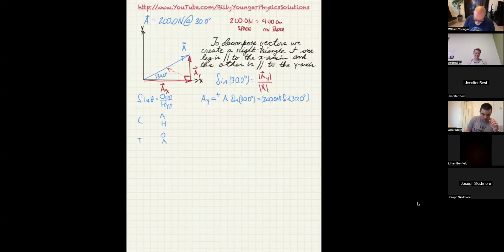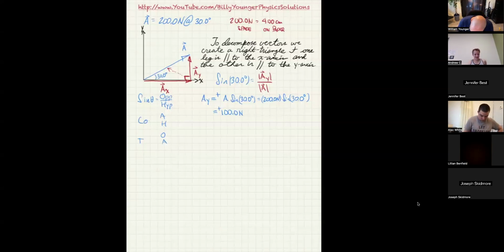And of course, there is a special triangle, the 30, 60, 90 triangle. And when you use that, you can avoid actually using your calculator. So that's something you can do. And I occasionally do it in my class. So just be prepared for that. So now I'm going to take 200 times sine 30. And since the sine of 30 is 1/2, that gives me 100.0 newtons. So that's what the y component of that vector is.